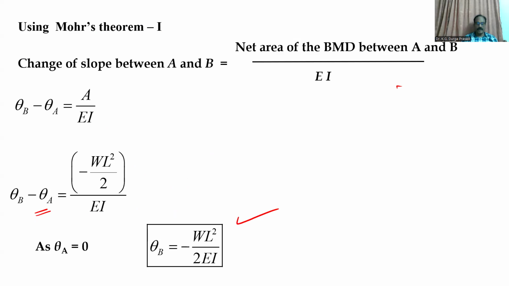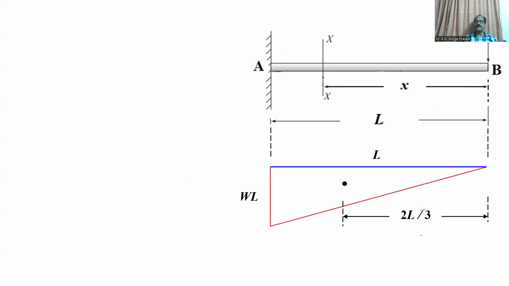Now once you get the value of slope, the next step is you have to find the deflection. How to find the deflection of this cantilever beam subjected to a point load at its free end, right? So here already you have drawn this bending moment diagram. You can see here I am assuming this point is the centroid of this triangle, right? From the point B, what is the distance of the centroid? The total length is L. From this vertex, how much distance of the centroid? That is 2L by 3, right?